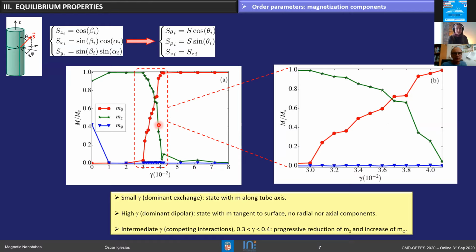For this range of intermediate values of the coupling parameter, when we look at the magnetization components, we see that for small gamma, where exchange dominates, the spins point along the tube direction, whereas for high gamma, the spins have a component which is tangent to the surface with no radial and no axial components, which is typical of a vortex structure. However, for intermediate gammas, where the two interactions compete, we observe a progressive reduction of the z component and an increase of the azimuthal component, which we are now going to look into in more detail.